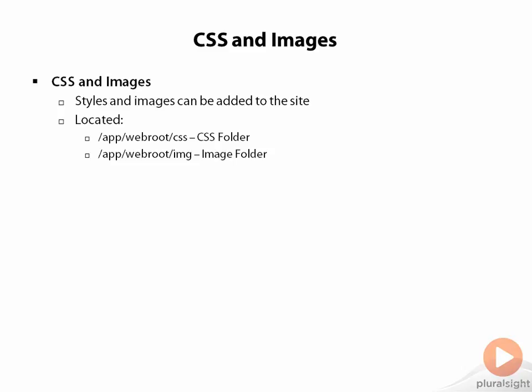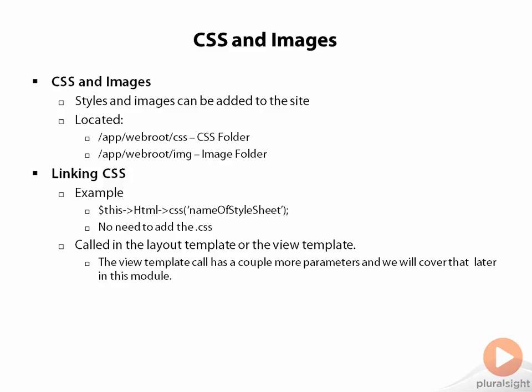A new layout is of no use if we don't have the proper CSS to style it. Styles and images can be added to the site. They are located in an area we haven't really explored yet, the web root folder. Inside that directory, you can find a CSS folder and an IMG folder for your images. To link a CSS file on a template page, you would use the following helper, $this->Html->css, and then pass in as a parameter the name of the style sheet. There's no need to add the file extension .css.